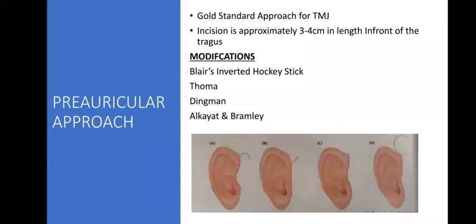The pre-auricular approach is the gold standard for TMJ. In this, basically a 3 to 4 centimeter incision is given in front of the tragus, and there are various modifications to it. In the first diagram, Blair's inverted hockey stick modification. The second diagram is Thomas modification. The third is Dingman, and the fourth is Al-Kayat and Bramley, also known as the question mark incision, and that is most commonly used.